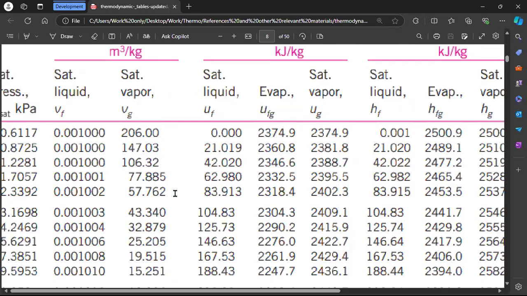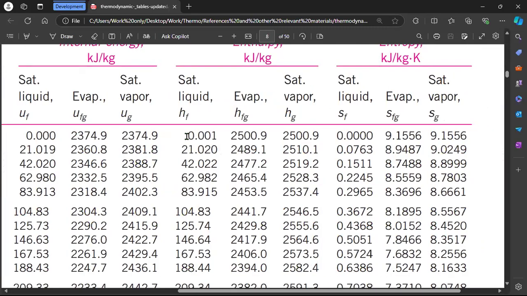You can read the enthalpy of the liquid. You can read the enthalpy of the vapor as well, right? No, sorry, this is the enthalpy of the vapor. So the enthalpy of the liquid is the Hf. Enthalpy of the vapor is the Hg. You can put them into that expression with the steam quality and then get the enthalpy of the mixture. The Hfg is the difference in the enthalpy of the vapor and the liquid. So it's Hg minus Hf.